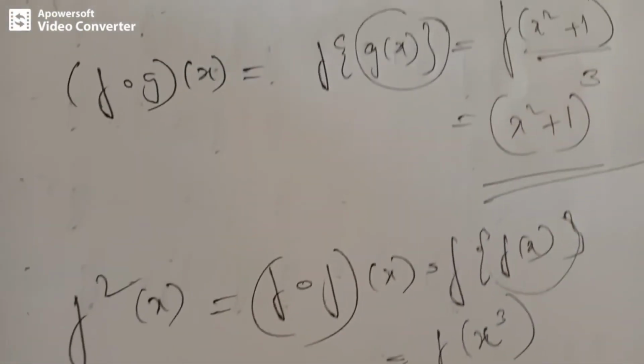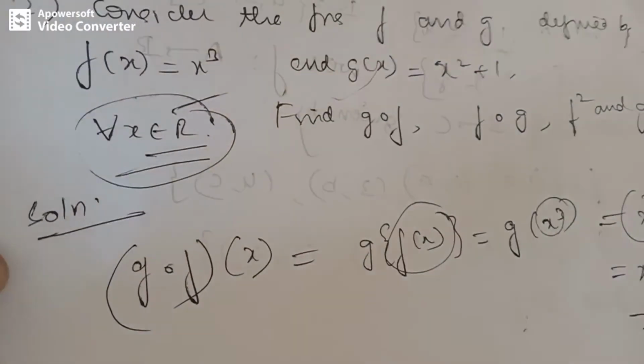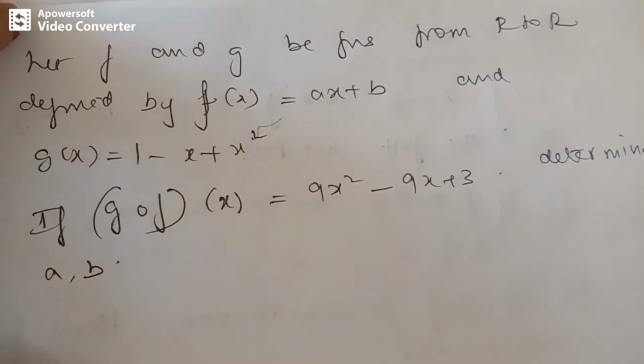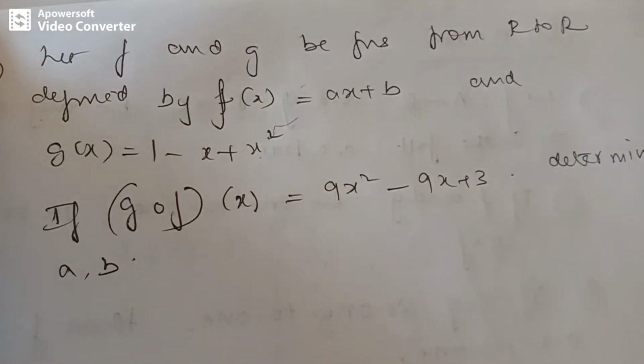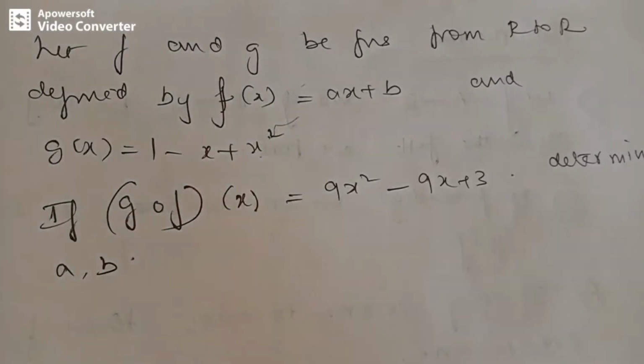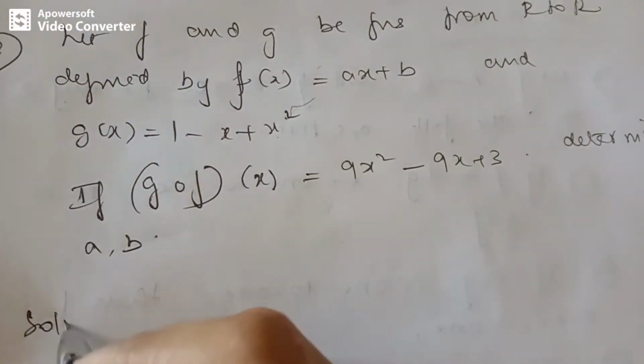So coming to the next problem. All these kind of problems are sure to appear in the university papers. So let's see the next problem related to composition of functions. Let f and g be functions from R to R. Okay, and then we have been given f of x and what is g of x. If g composite of f of x is also given. So let's start with this one.